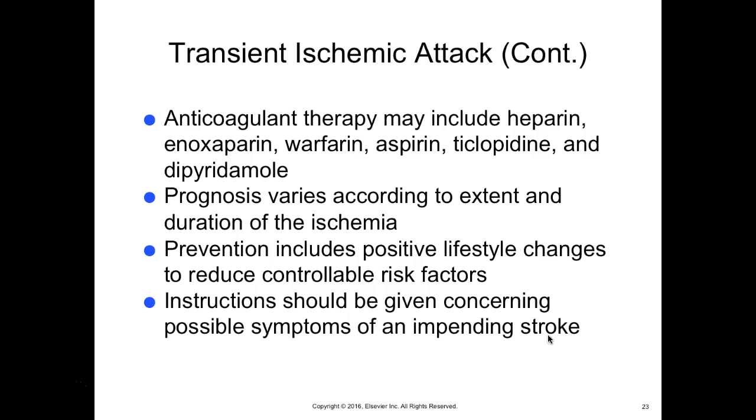Prevention includes positive lifestyle changes to reduce controllable risk factors. So if the person smokes, we want them to stop smoking and change their diet. They may be on cholesterol lowering medications, and also anticoagulant medications. Instructions should be given concerning possible symptoms of an impending stroke, because if someone's having TIAs, that could be a precursor to having a CVA.